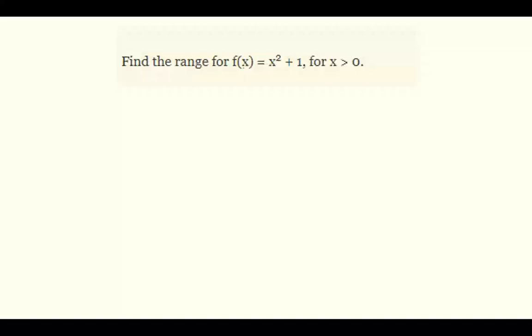Find the range for f of x is equal to x squared plus 1 for x is greater than 0. One thing you can do for the range is graph it if that makes it easier for you to see. We know that this is going to be a parabola because of our x squared term, and it's going to be shifted up 1. So we can say that our range is going to be y has to be greater than or equal to 1. And again, that's because the image we're going to get is a parabola facing up.